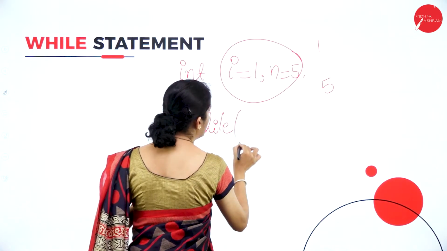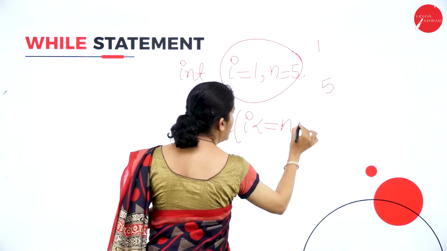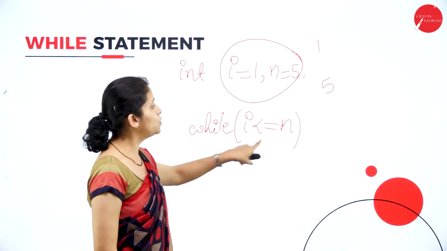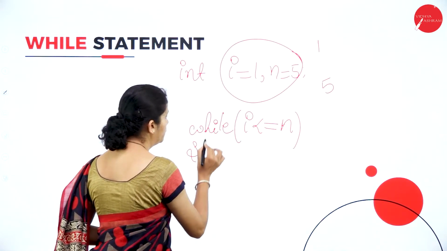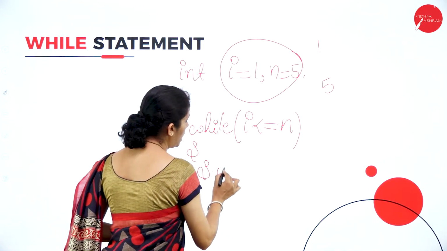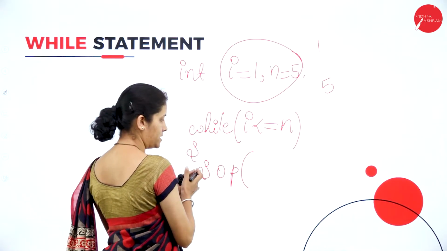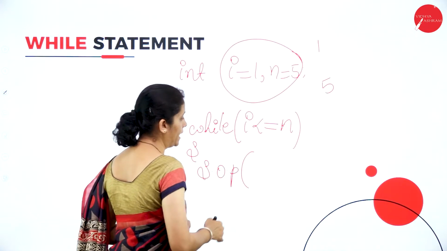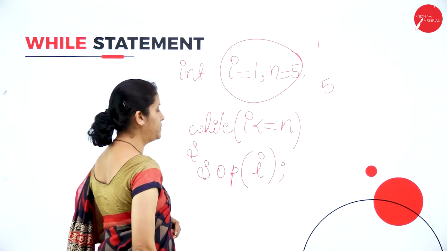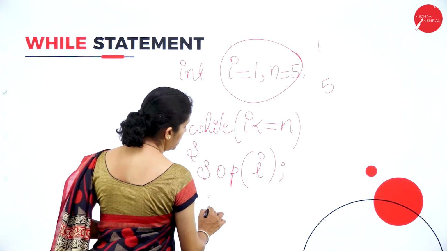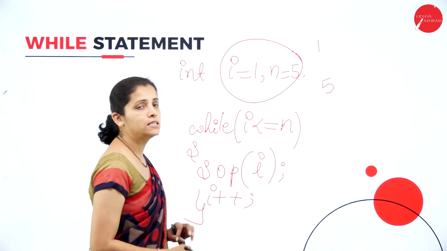Now, I will write while i <= n. See, these are the two variables I am going to use in my while statement. Now, System.out.println, I'll write SOP, that's nothing but System.out.println, then I will display i. After displaying i, what do I want to do? I want to increment i because I want to print my next number.